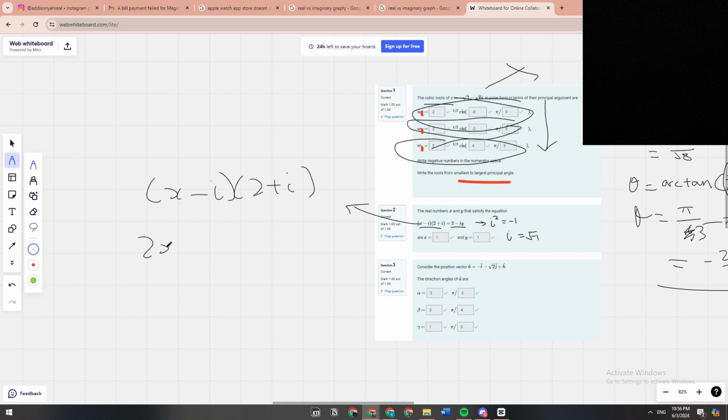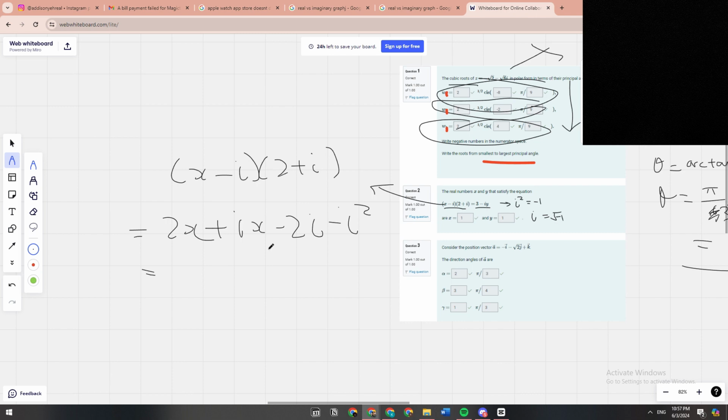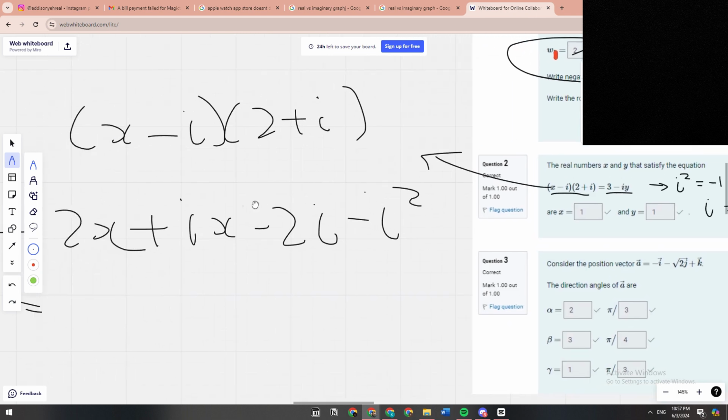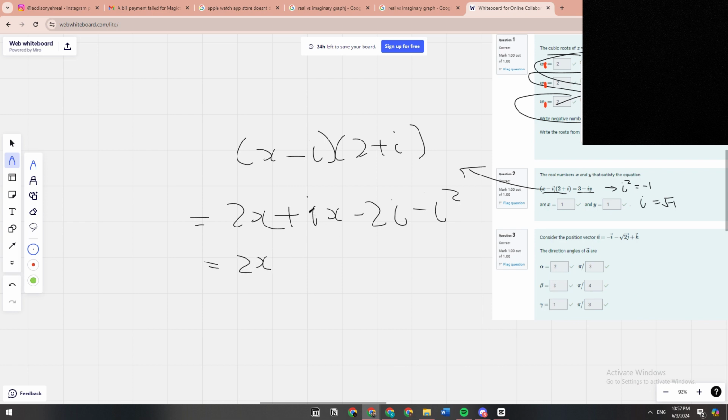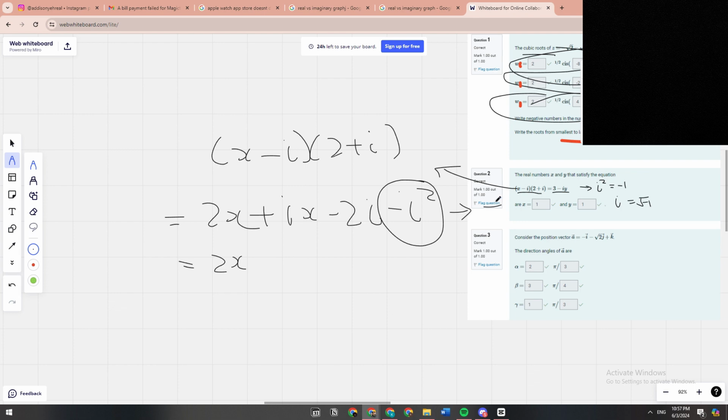Let's do this. So 2x and then plus xi. Let's just do something more fancy. ix minus 2i minus i squared. Okay, happy. So now let's segregate the real from the imaginary numbers, you know the drill. So it's 2x plus... oh, never mind. This converts to positive 1, by the way, because i squared is negative 1 and there's a minus, that's positive 1. So it's 2x plus 1.